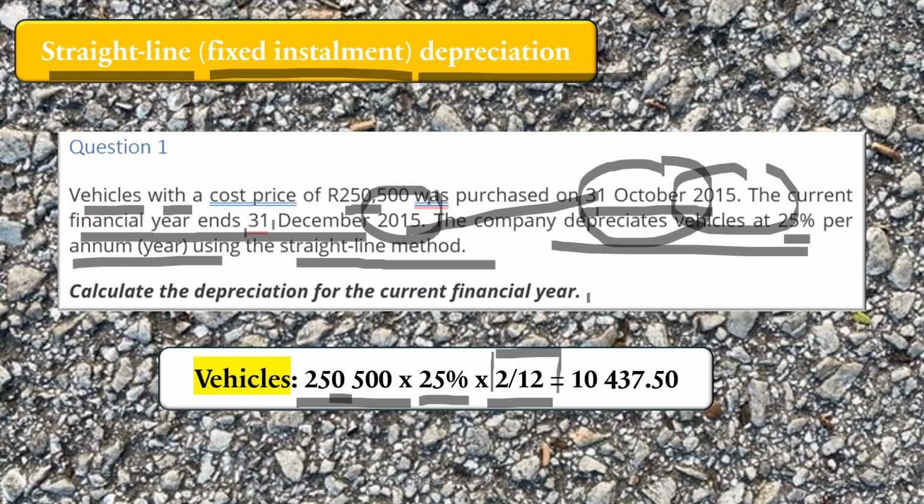So 250,500, the cost price, multiplied by 25%, they tell us it's 25% per annum, and that is equal to 10,437 Rand and 50 cents. But remember, it's only for 2 months, so multiplied by 2 over 12. And if we did round that off, you might have to round it off to the nearest Rand.